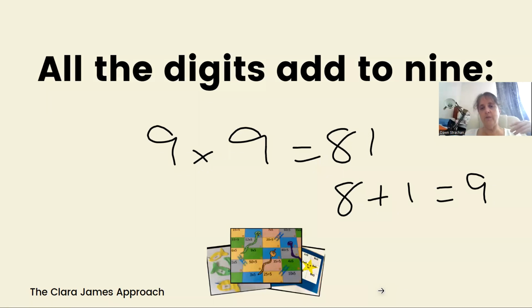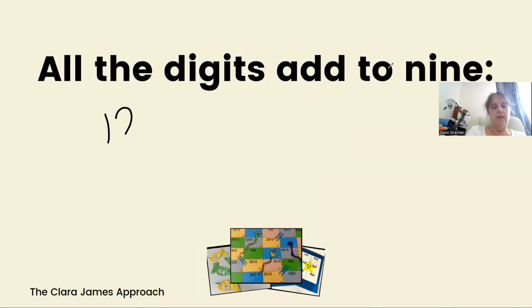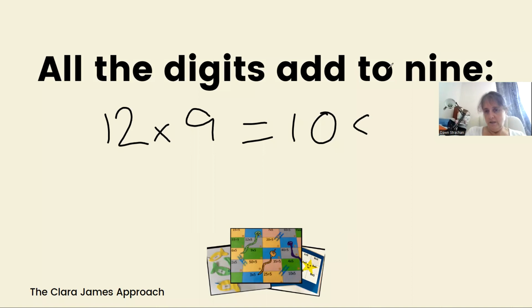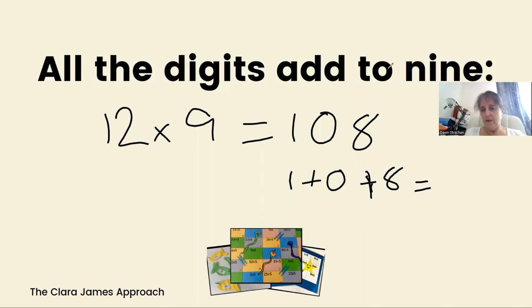Okay, well, that works for numbers up to 9 times 9, but what about if I go beyond that? So let's go 12 times 9 equals 108. 1 plus 0 plus 8. Oops, that's a plus. Sorry, very badly drawn plus equals 9.